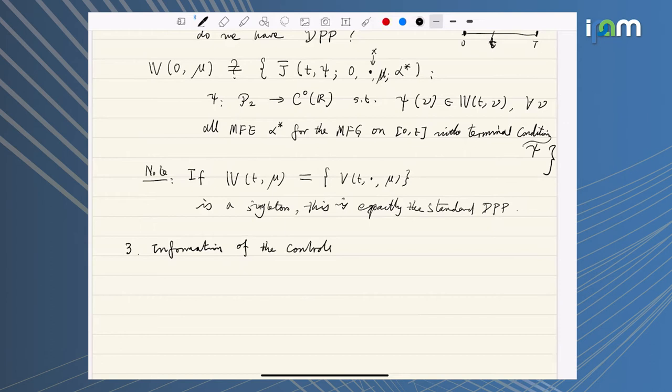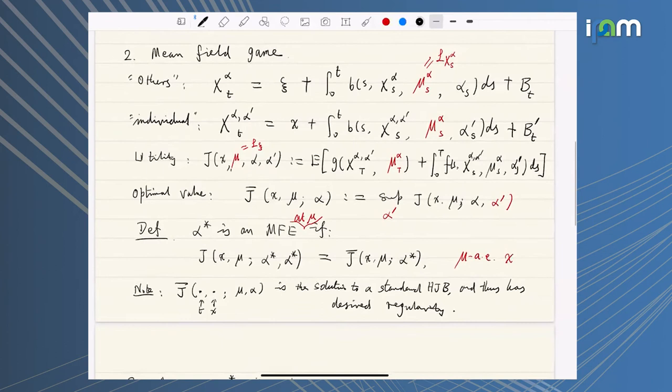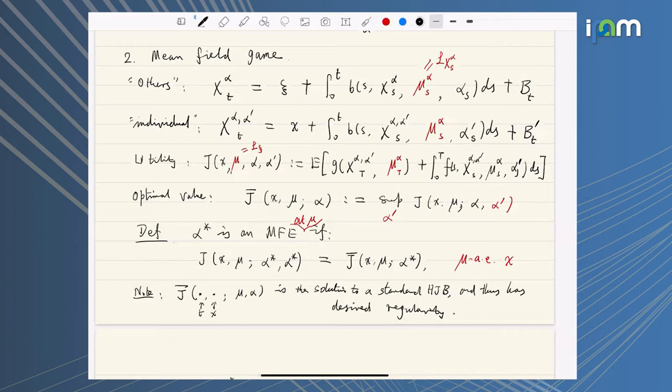So we always say we have the control here, the alpha here. What information can alpha depend on? Mathematically, we say what's the filtration we are going to use? Yes, the controls. And for the stochastic control problem, usually we don't care that much because the values usually are equal. But for games, it's really subtle.